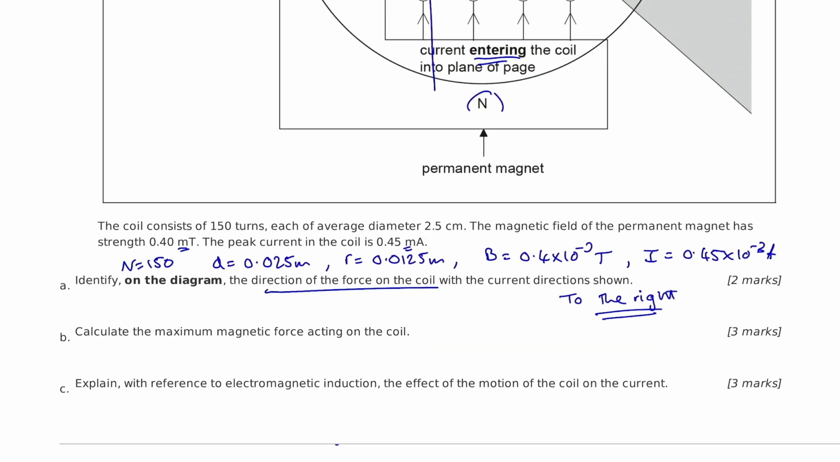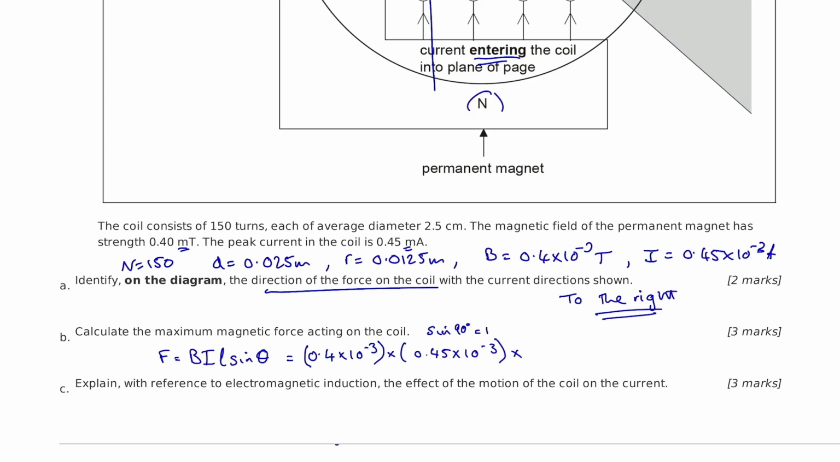Calculate the maximum magnetic force acting on the coil. So the magnetic force is calculated using BIL sine theta. Sine 90 equals 1. So we've got to pop in our numbers here. B is 0.4 times 10 to the minus 3. I is 0.45 times 10 to the minus 3. And L is the length of the wire.